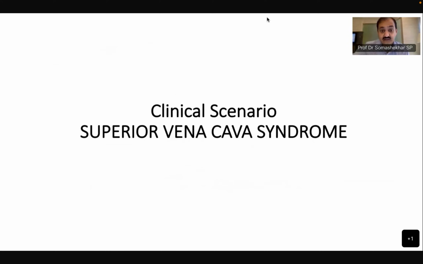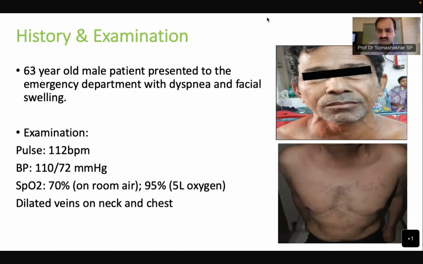Next clinical scenario, superior vena cava obstruction. Look at this patient: engorged veins in the neck and the chest. A 63-year-old elderly man came to the emergency department with dyspnea, facial swelling, tachycardia, normal BP, low saturation, but it improves with oxygen. That rules out tracheal compression, and dilated veins in the chest.